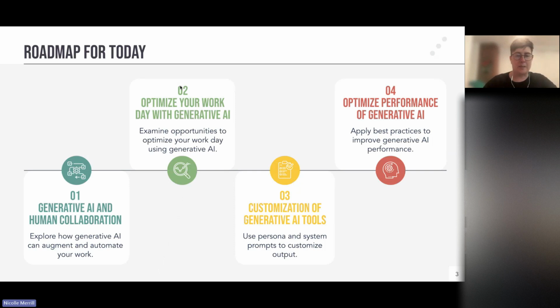Today, we are going to talk about the broader generative AI and human collaboration, how we work with these tools. And then we're going to look a little bit at how you optimize your workday with generative AI. So looking at opportunities to use CoachGPT in your daily work. And then we're going to switch over to customizing our tools. So really looking again at prompts and how we can make them better in order to get customized outputs for our use cases. And then we'll talk about optimizing those prompts. So best practices to improve performance overall. So that is where we're headed today.